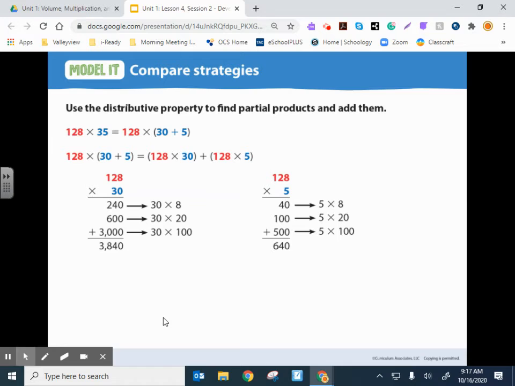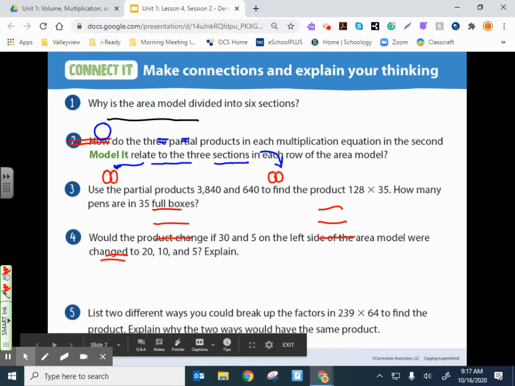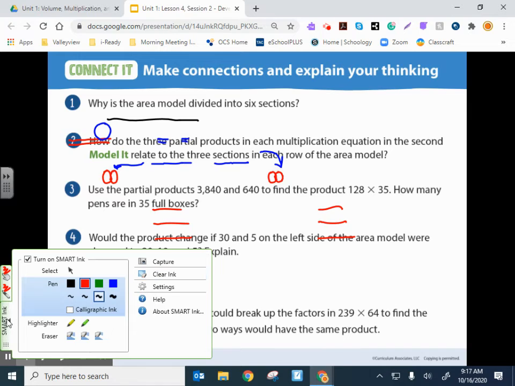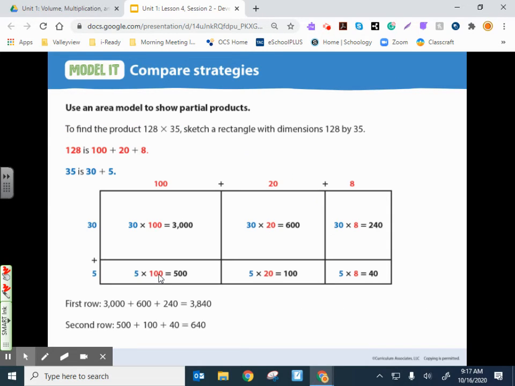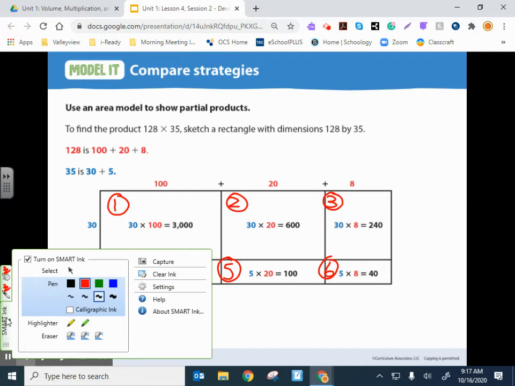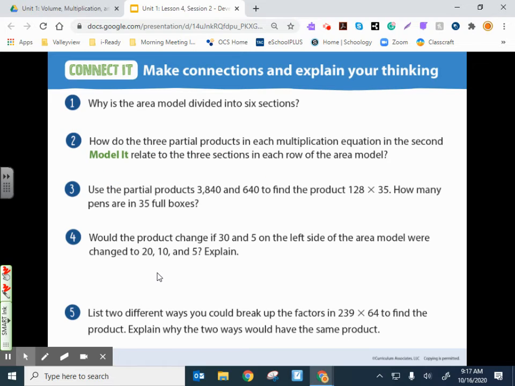Next up. All right, let's talk about these questions. Let me erase this ink. There we go. Why is the area model divided into the 6 sections? So let's take a quick look at the area model again on the other page. Why do we have these 6 different sections? All right, we have those right there. Why? And that can be answered with, these are partial products.